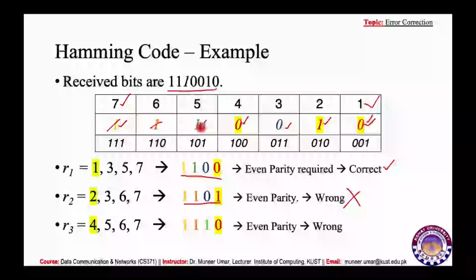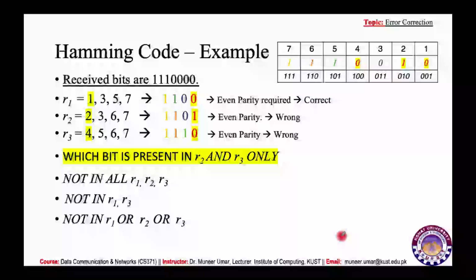For 5, 6, 7 we have 111, so 111 here, and the R3 is 0. This one is also not even parity. The number of ones is odd, not even, so this test is also wrong. Now the first one is correct, R1 is correct, R2 and R3 are wrong.